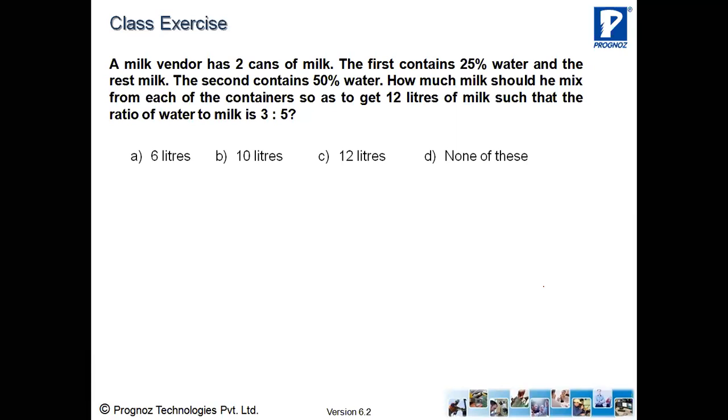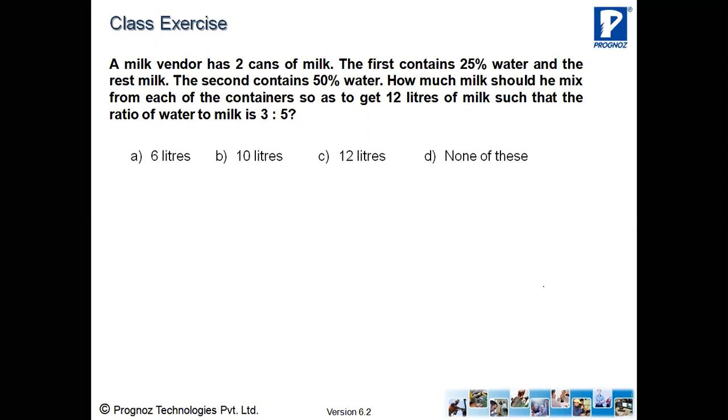एक दूध वाला है जिसके पास 2 कैन मिल्क का है. पहला कैन में 25% वाटर है और बाकी मिल्क है. दूसरे कैन में 50% वाटर है और 50% मिल्क है. अब ये किस रेशियो में दोनों को मिलाए और कितना कितना दूध दोनों से निकाले, कैन 1 से और कैन 2 से कितना दूध निकाले सो दैट 12 लीटर एक थर्ड कैन में डाले और उसका कंसंट्रेशन जो है वाटर टू मिल्क 3:5 है.